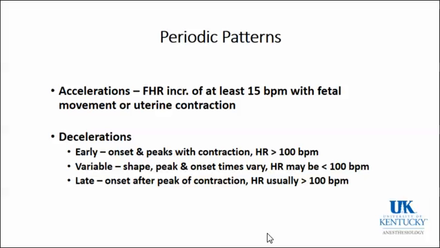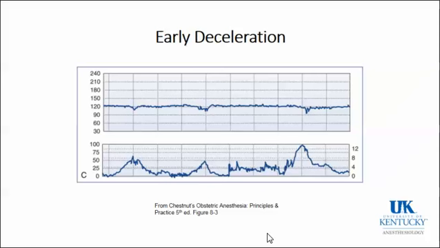Variable decelerations are, as they're described, they change from contraction to contraction in terms of shape, how long they last, how low they go, but they commonly will reach a heart rate that is less than 100 beats per minute. Whereas late decelerations, first of all, their onset is after the peak of the contraction. They don't return to baseline until after the contraction has ended. And just like early decelerations, they are not generally deep. You usually will not see a drop in heart rate below 100 beats per minute with a late deceleration.